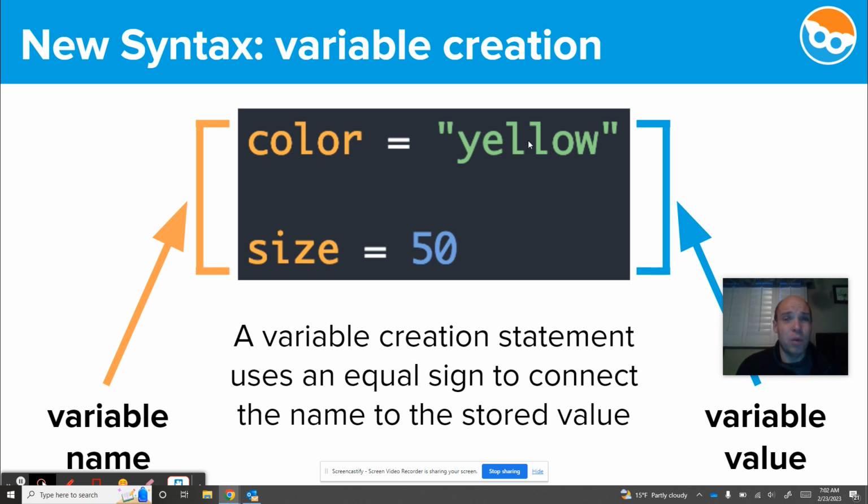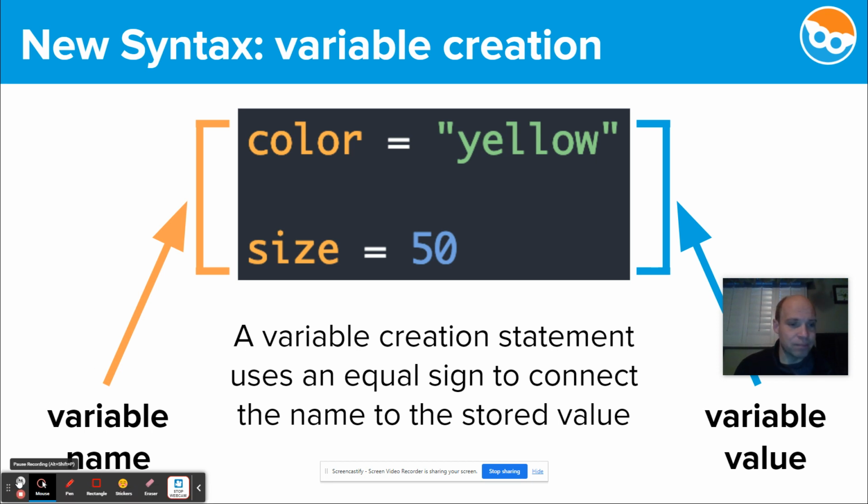You set up the type of variable when you give it that first value. So if you give it the value of a number, then it's a number. If you give it the value of a string, then it's a string.